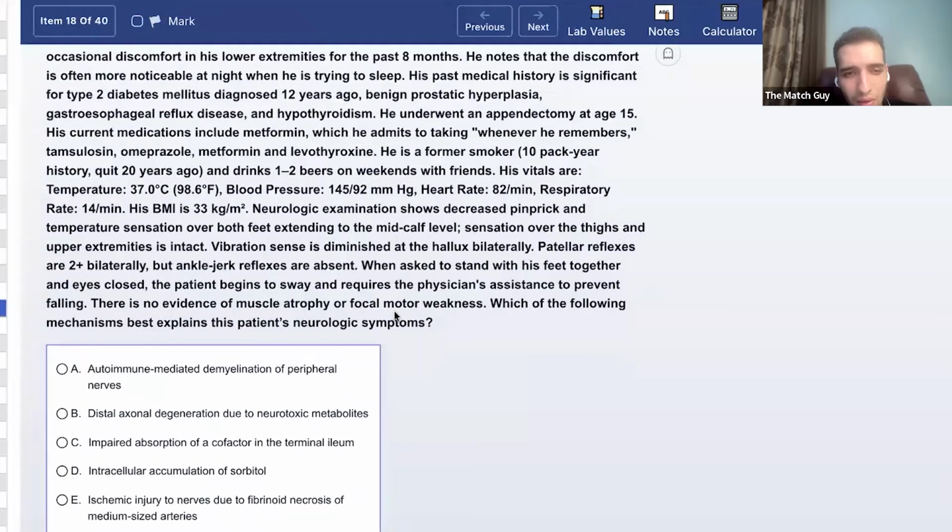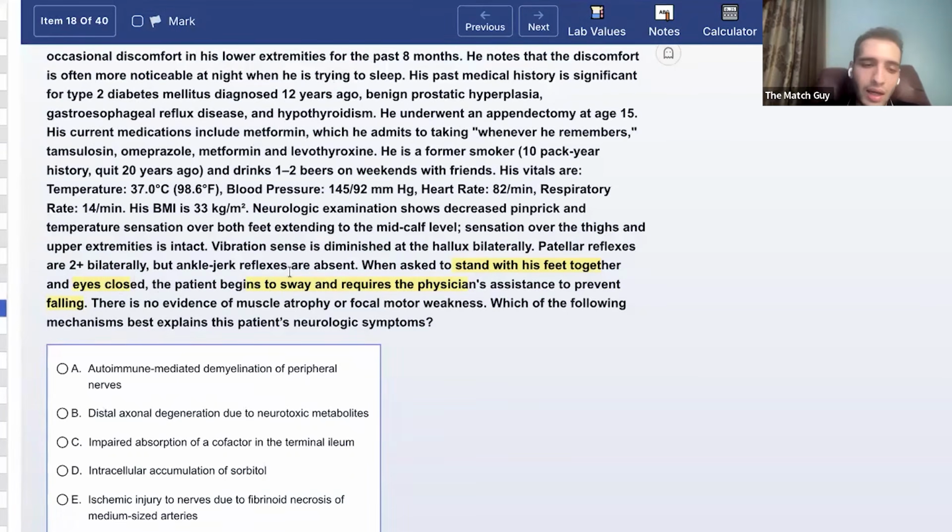So what I do is this: when asked to stand with his feet together and eyes closed, the patient begins to sway and requires the physician assistant to prevent falling. I know that's called the Romberg sign, and it's probably dorsal root ganglion weakness. I know it's a dorsal column affection, so maybe a spinal cord problem.